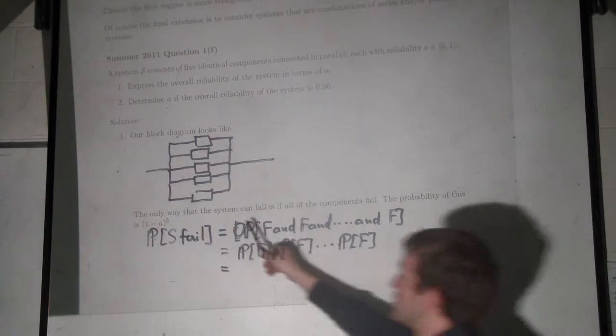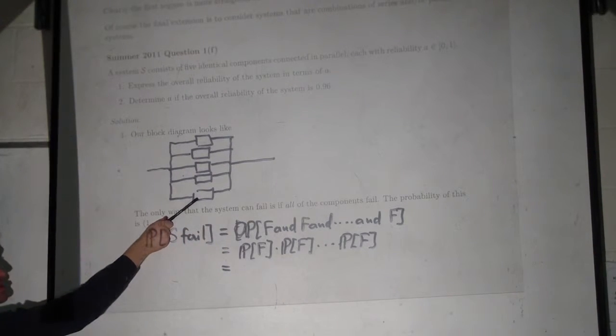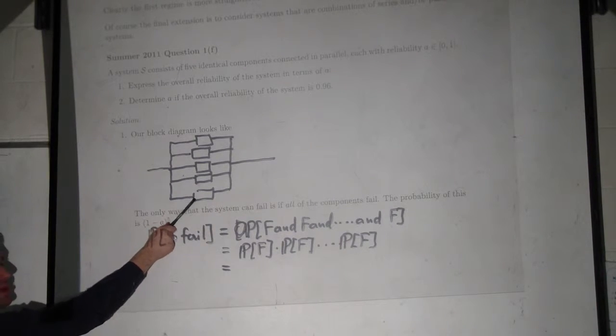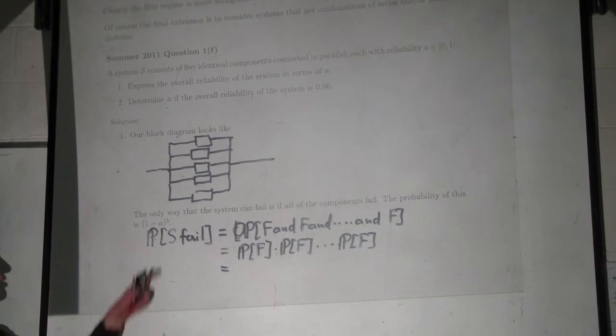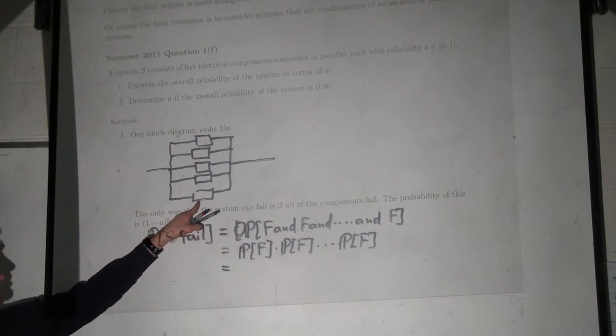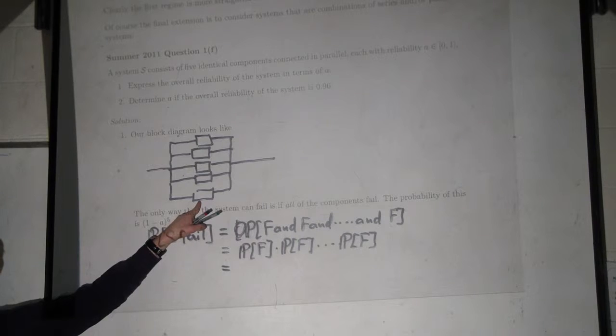The reliability is A. What's the probability of failure? Slow down a sec. So the probability of one of these working is A. A isn't given to us though. So if the probability of it working is A, what's the probability of it failing?